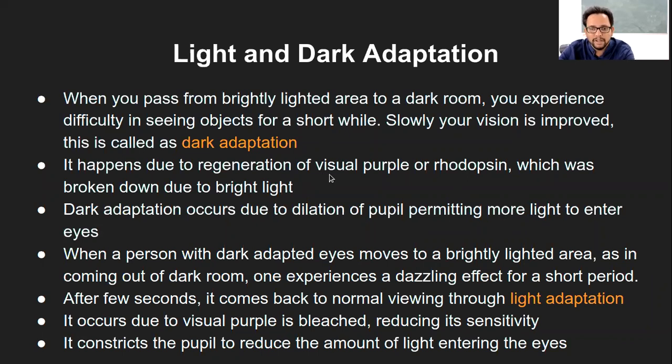Similarly, on the contrary, if you move from a dark area to a bright area, something like this also happens. It is called light adaptation, and there is again blurred vision or no vision for a very short period of seconds. It again occurs due to the visual purple being bleached, and it will reduce its sensitivity, because there is a sudden surge of bright light that comes to your eyesight.